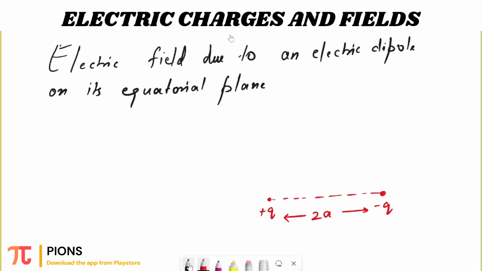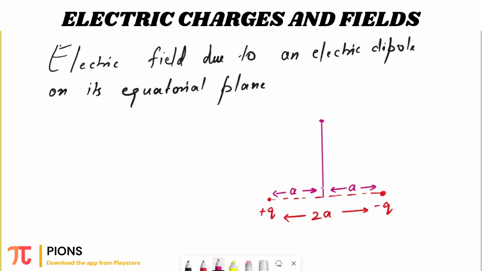And equatorial plane, that's a new term here. Equatorial plane, how do you define? Any point on the perpendicular bisector of this dipole. Perpendicular bisector means a line which is perpendicular to this dipole and perfectly 90 degree, and it is splitting this dipole into two equal halves. So that is a over here and that is a over this side also.